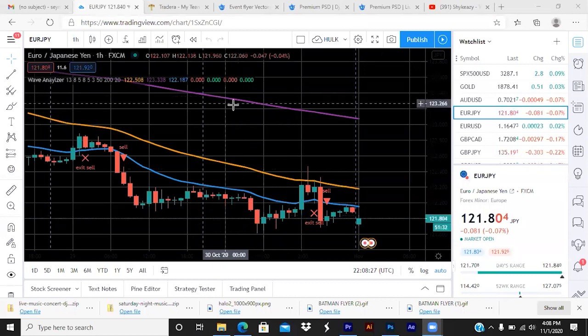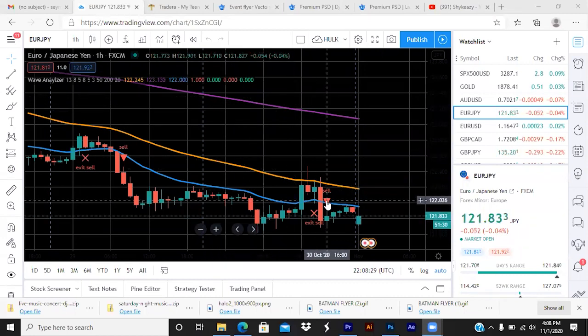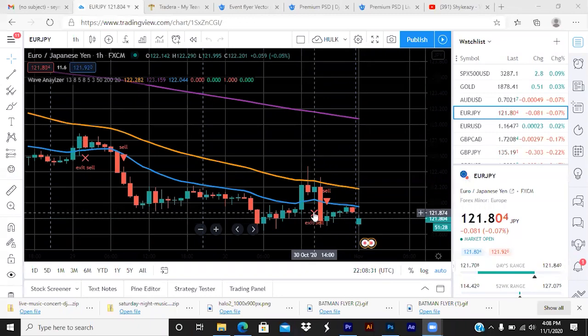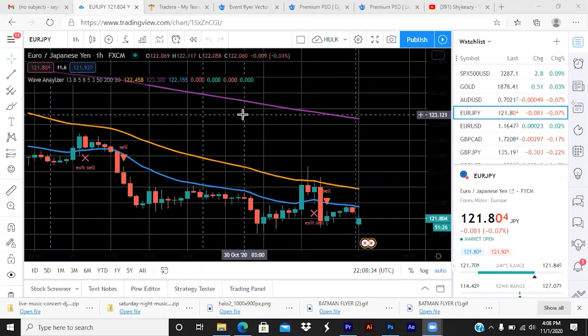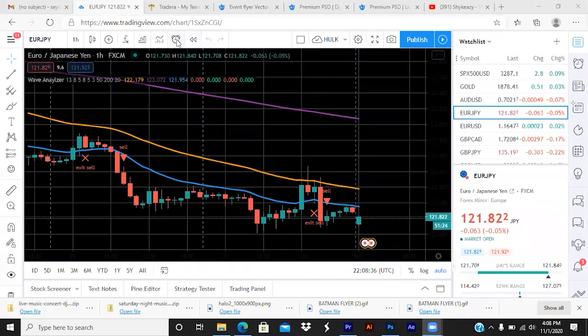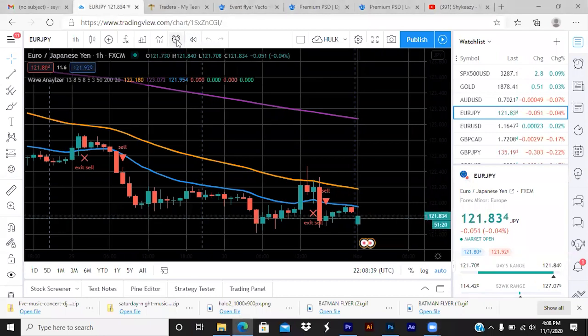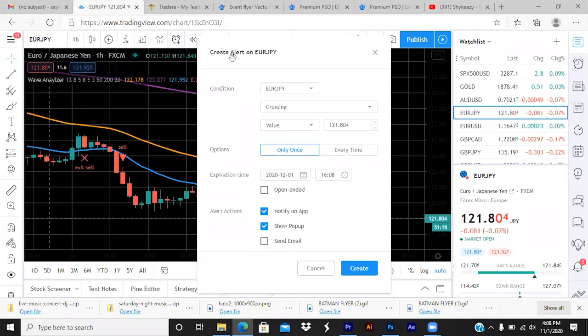So now, if you want to set alerts for every time you get a sell signal or a sell exit or a buy exit or a buy arrow, you will come down to this alarm clock and it will say create alert, family. And when you click it, it will say create an alert on Euro JPY.